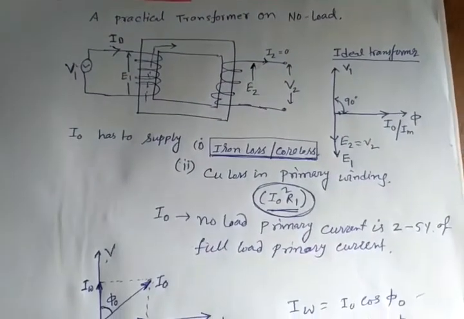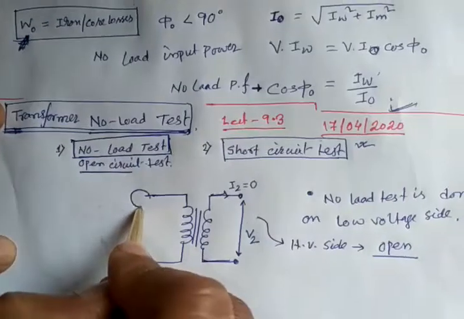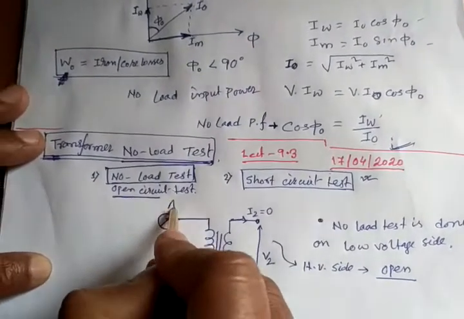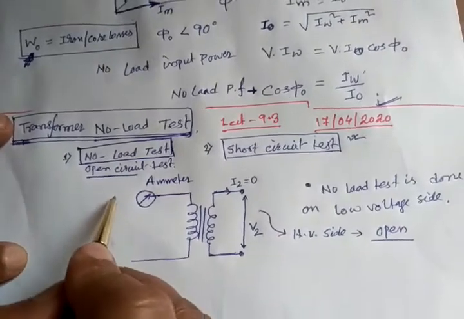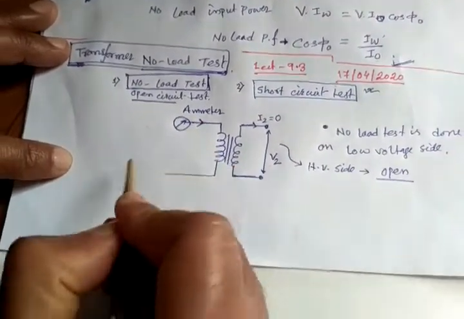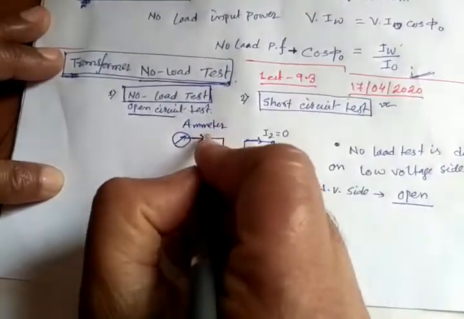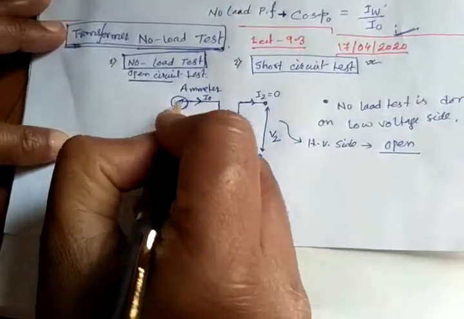First we need to know the current. To measure the current, we need to connect an AC ammeter in series. The ammeter is connected in this way. This will measure the primary no load current. The no load current, as we already wrote here, is denoted by I0, and we can get it from the ammeter.